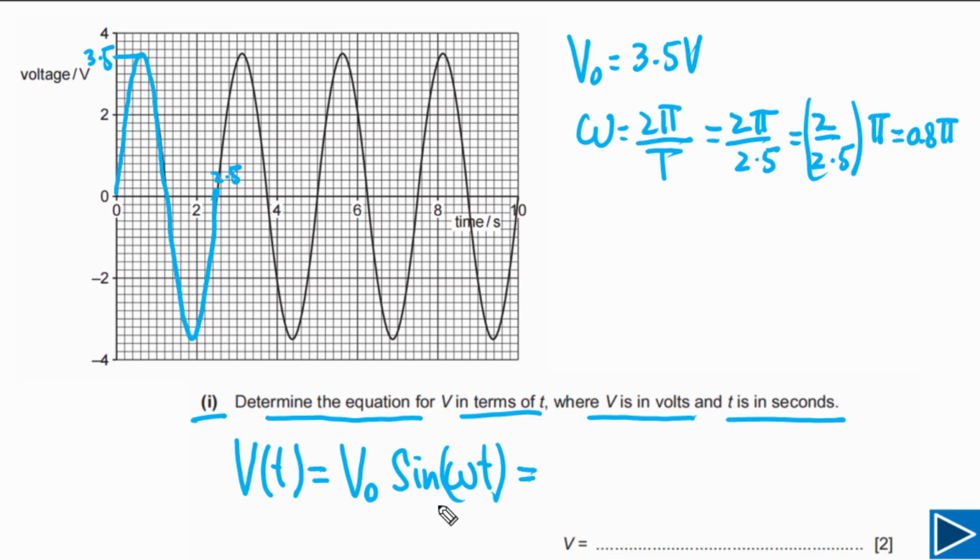Now simply we can replace V naught with 3.5 sine of omega t, and omega is equal to 0.8 pi times t, and that's all we need to write down for this question.